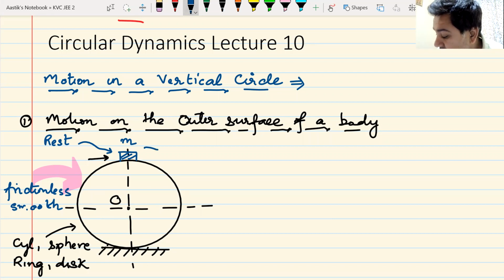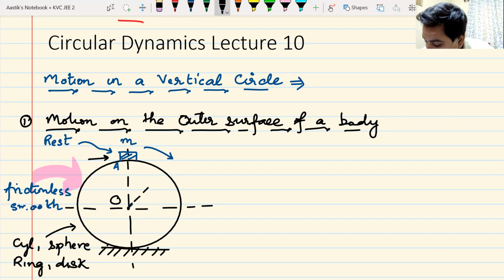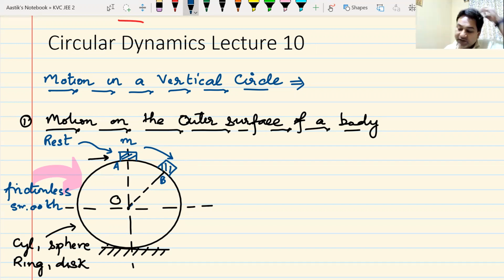Okay, the body will just move on a circular track. It will just go down like this. Let us say this point is A. The body just moves down the circular track. That simple. I don't know what's so complicated here. At some point in time, the body reaches this point B. As you can see, the body has moved from point A to point B. And definitely, it has followed a circular path. Yes or no? Do we understand this?